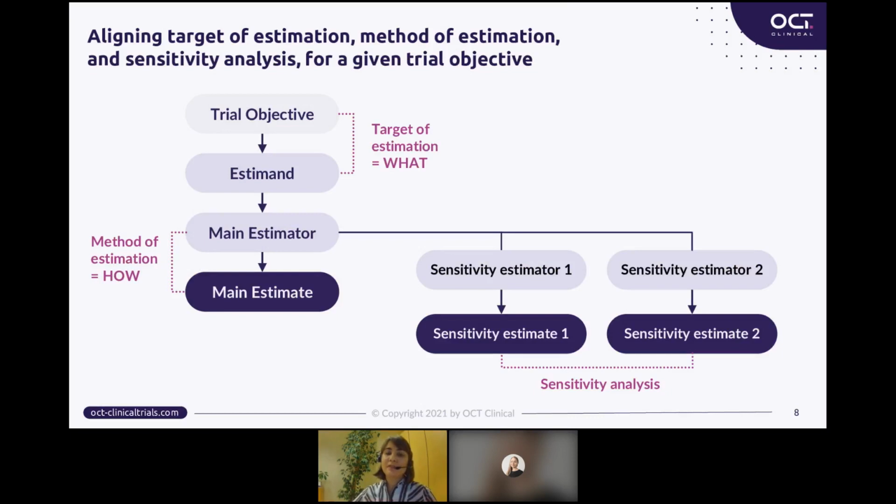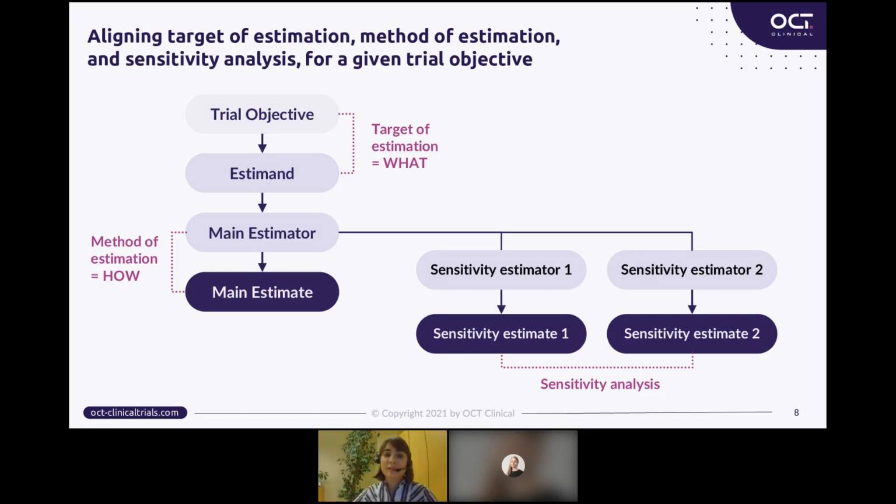So the very important message of the addendum is that first we need to think about what we would like to estimate. That is, decide on the estimand, and only after that should we consider how it will be estimated and decide on the appropriate methods for the analysis, or estimator.